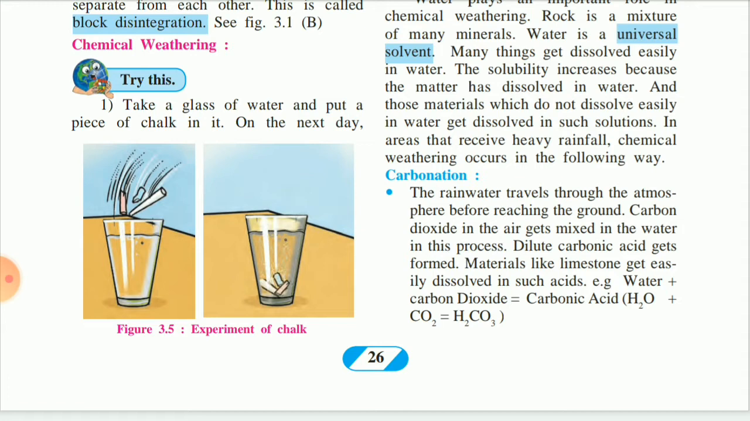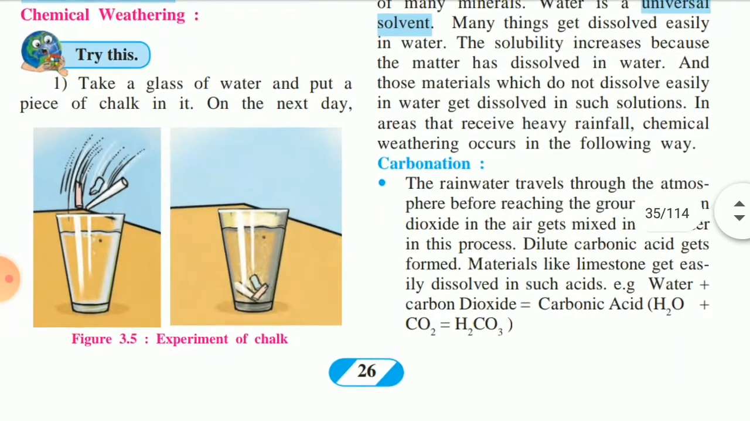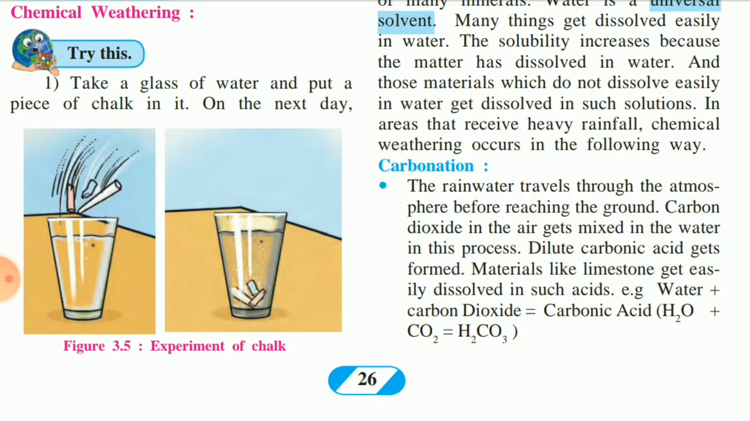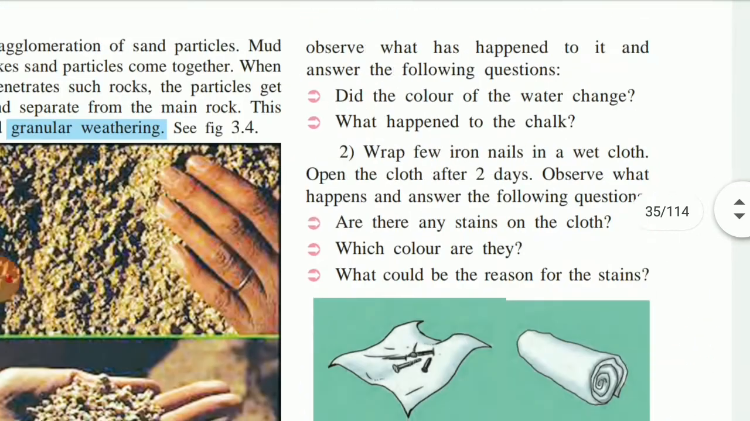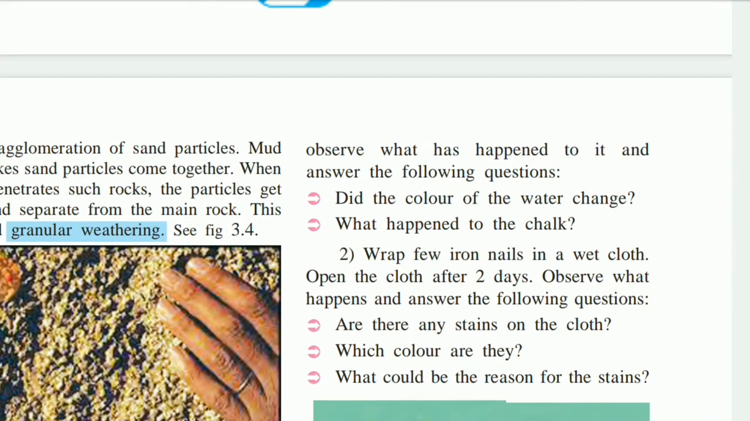Before we learn, we are going to do an experiment. The first experiment is: take a glass of water and put a piece of chalk in it. On the next day, observe what has happened to it and answer the following questions. Did the color of the water change? What happened to the chalk?